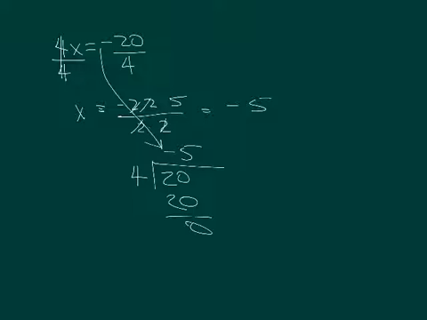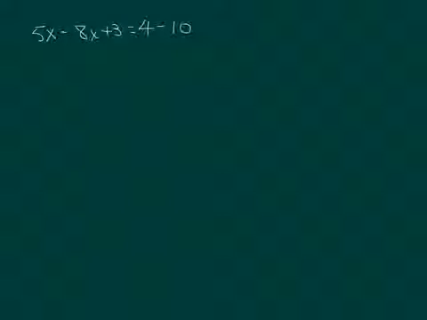Let's see, what else can I do? I can just know that 20 over 4 is 5, but make sure you reduce these. So this is example 6. This is as hard as it's going to get.